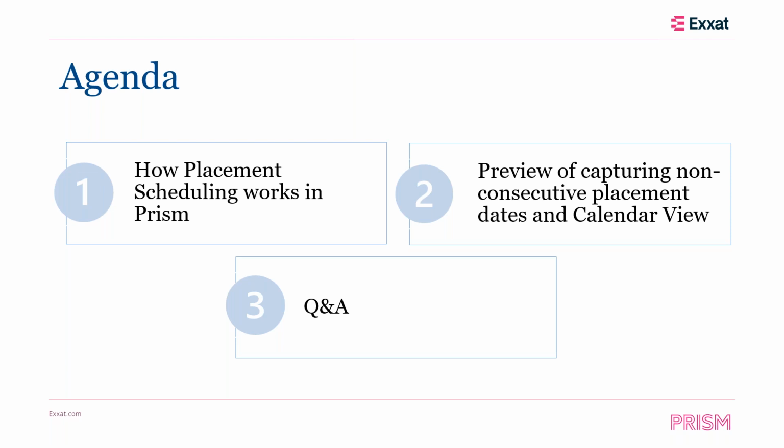After that, we will also be showing some of the designs that we have created for future releases regarding how a placement can be made across non-consecutive placement dates and how it can be shown on a calendar view as well. And then post that, we will be taking up a few Q&A sections. If you have any doubts, we'll be happy to clarify. I'll be switching between the presentation as well as my sample demo screen so that you can see the flow of how placement schedules work in Exact Prism.